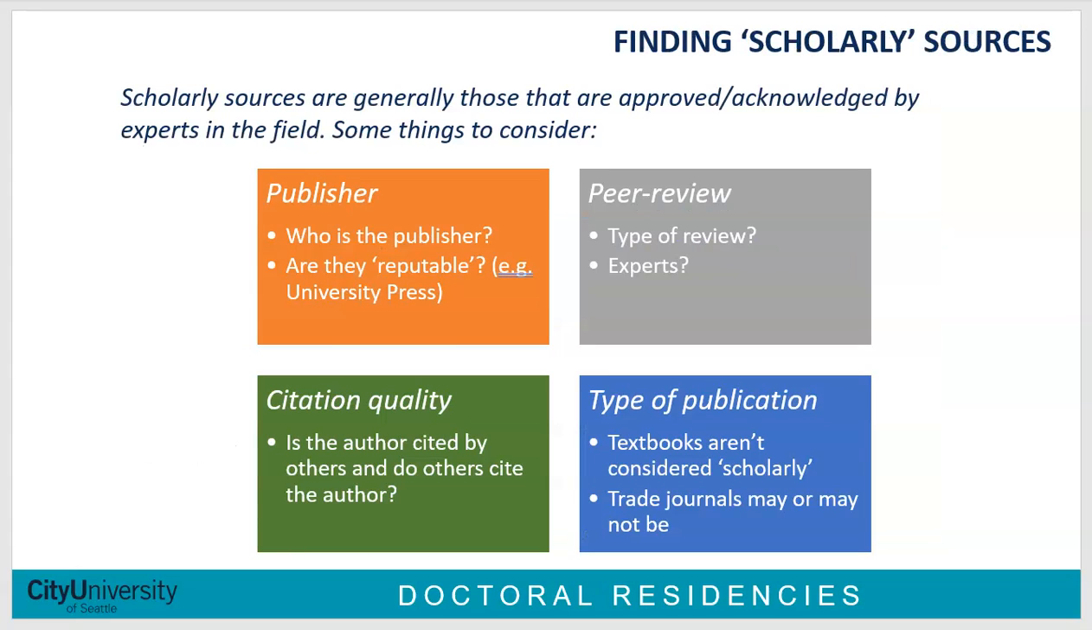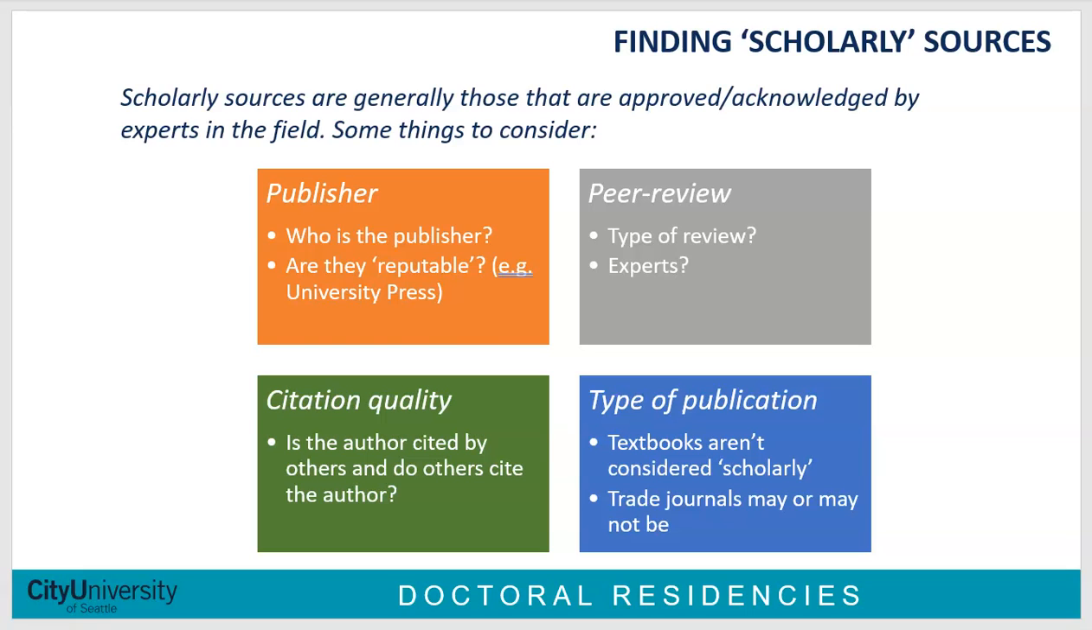All right, finding scholarly sources. Those are sources that are generally found, approved, acknowledged by experts in the field. So you want to consider these types of things. I don't want to make this a list of which you should look at, which you should not look at, but these are some aspects of scholarly sources. Think about who the publisher is. Are they reputable? Are they someone that all of a sudden just started last month? Okay, are they peer reviewed? What type of peers? Who are these people? Are they experts in the field, or are they people on their board, for example?